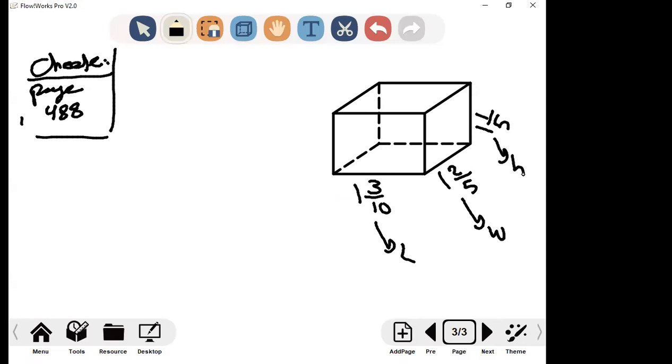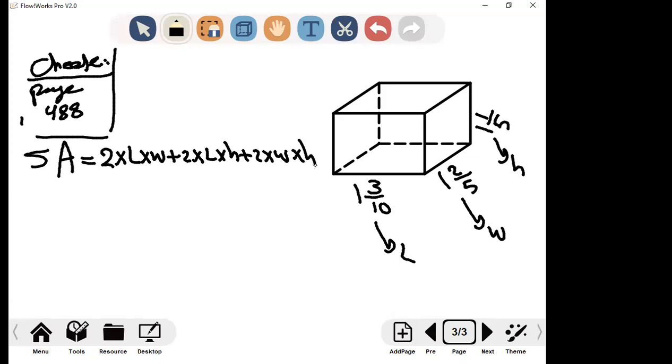And they want us to find the surface area. Write the formula, then apply. So it is 2 multiply length multiply width plus 2 multiply length multiply height plus 2 multiply width multiply height. Right? Apply: equal 2 multiply the length. No, the length with the width, the length with the height, the width with the height. Every two must be together. Let's go, 2 multiply length. How much is the length? 1 and 3 over 10.